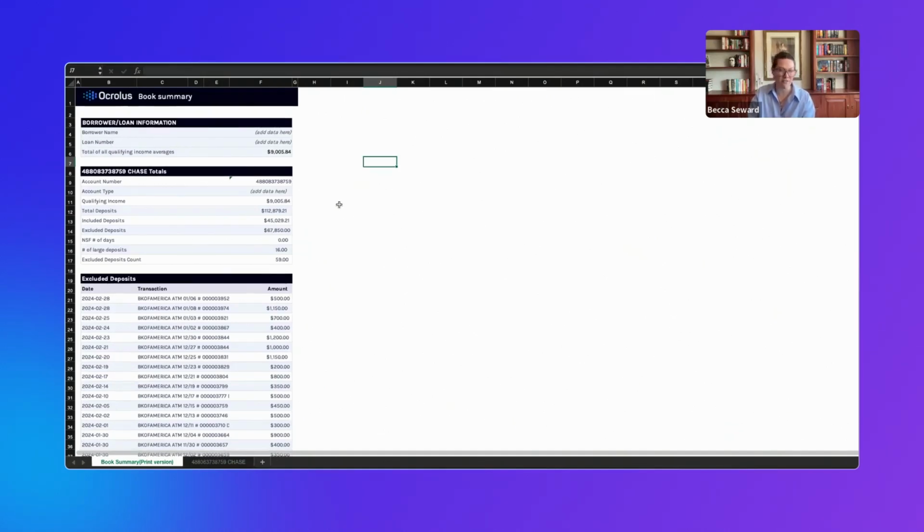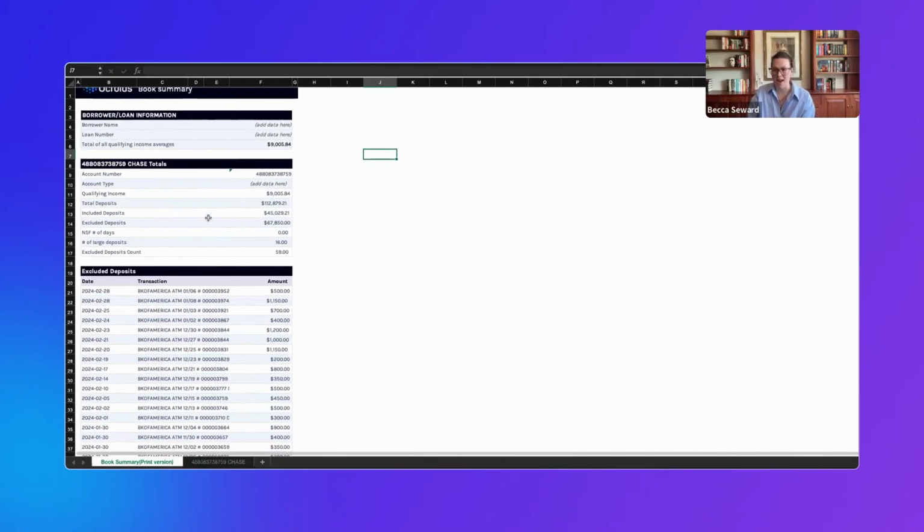So for starters, if there are multiple accounts which are broken out by tab, we have one overview that includes all of the accounts. Let's say it's a Chase account and a Wells Fargo account. We have each of those broken out in their own separate tables and include all of the relevant details, such as the qualifying income for that account, the included or excluded deposits, the NSF transactions, etc.